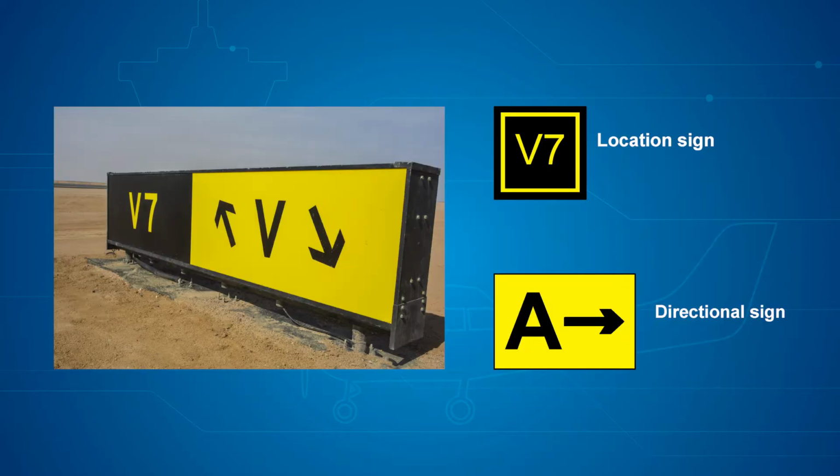Location signs identify either the runway or taxiway where your aircraft is located. These signs are black with yellow letters and a yellow border. As you can see, there are many types of signs and markings around the airport that pilots use to know their way around and to help keep others safe. Let's move on to sectional charts.